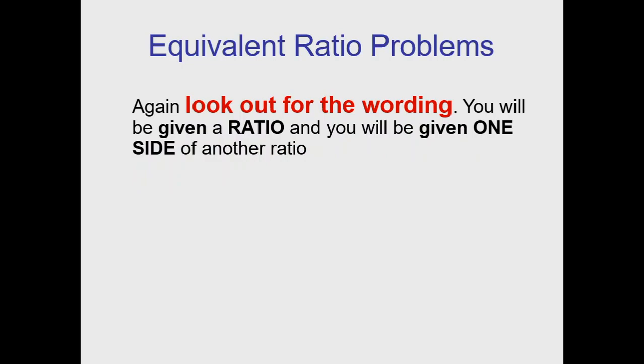Okay, so equivalent ratio problems. Again, you have to look out for the wording. Be very careful with the wording. In this case, you will also be given a ratio, just like sharing by ratios. They'll give you a ratio, and then they give you another value. That value is not the total. That value is equivalent to one side of the ratio.